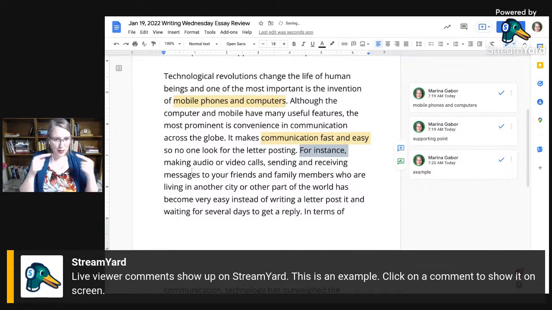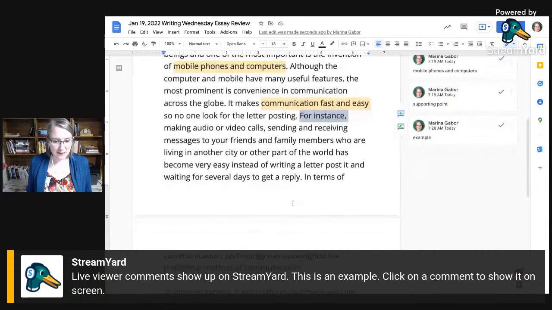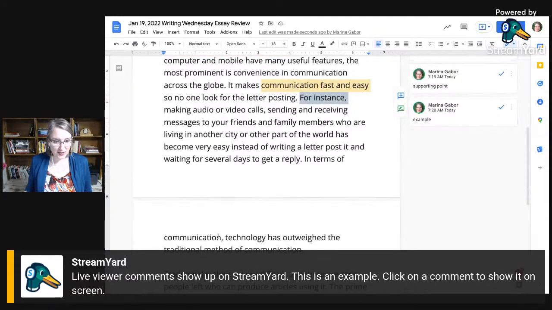Let's see if this example relates. Making audio or video calls, and that relates to mobile phones and computers. Excellent. Sending and receiving messages to your friends and family who are living in another city or another part of the world has become very easy. So that ties back to that first part of the paragraph. Instead of writing a letter, post it and waiting for several days to get a reply. In terms of communication, technology has outweighed the traditional method of communication.